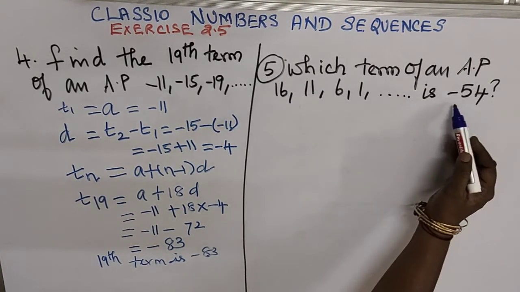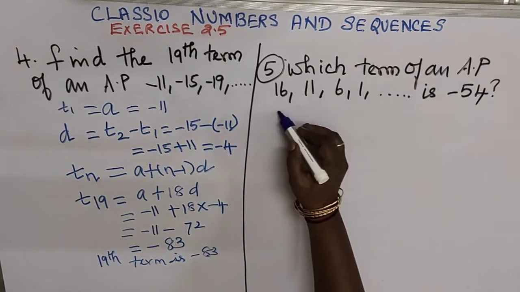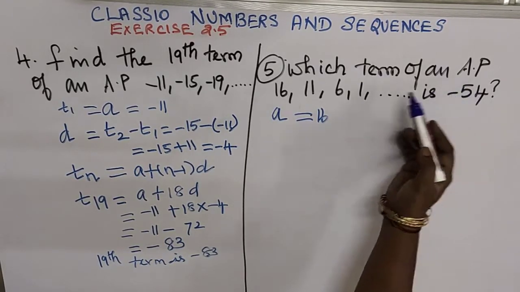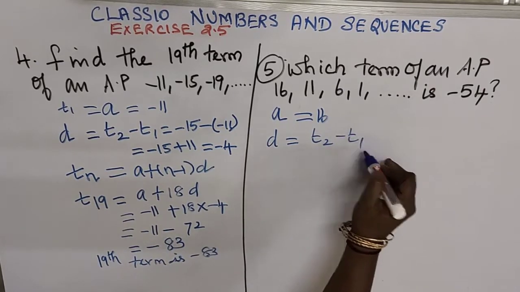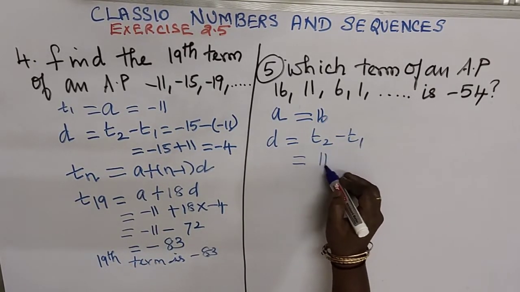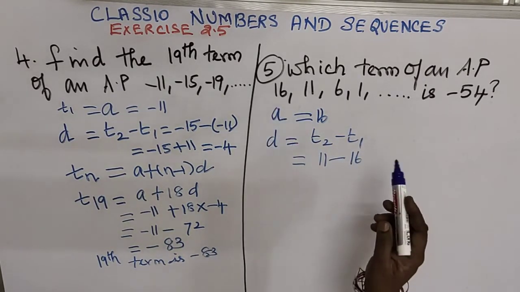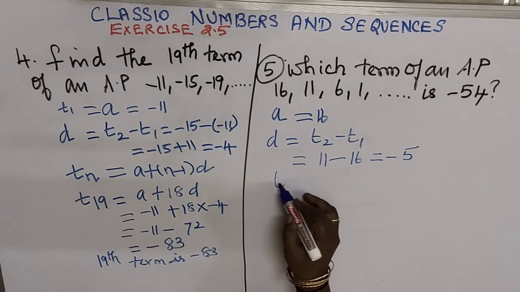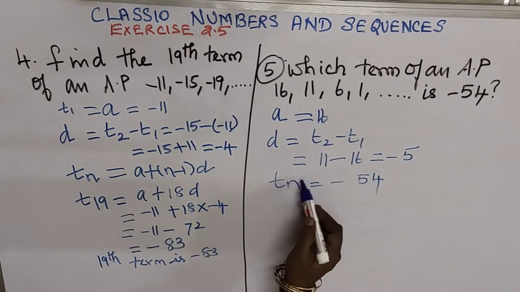Here they have given the nth term. We have to find which term, the number of the term. So the first term is given as 16. Since it is an AP, surely the difference will be common. So d equal to T2 minus T1. So 11 minus 16. Here the T2 is 11, T1 is 16. So minus 5. Given that nth term is minus 54, we have to find the value of n.